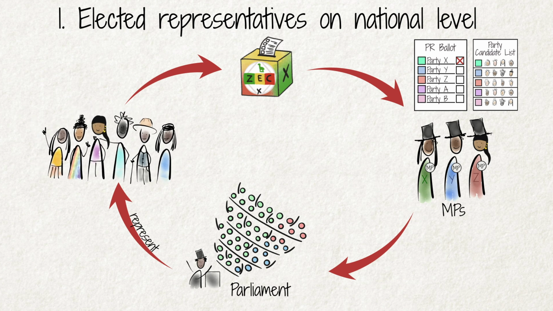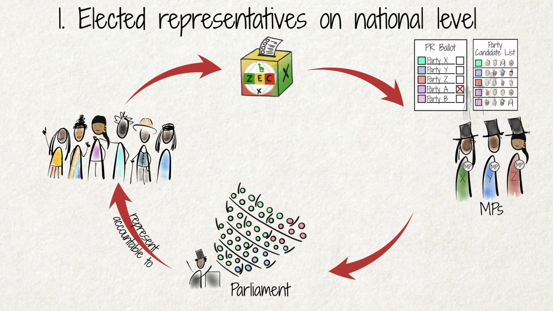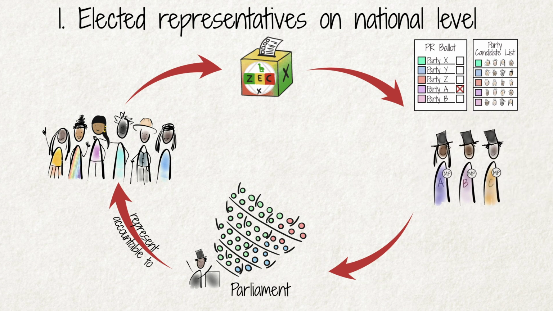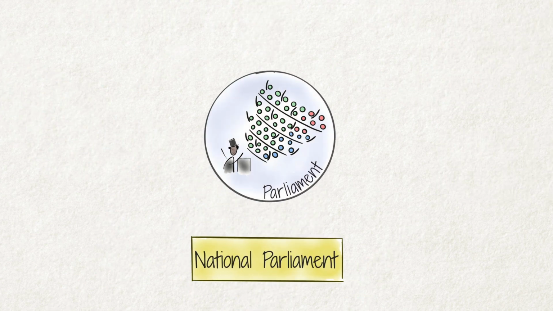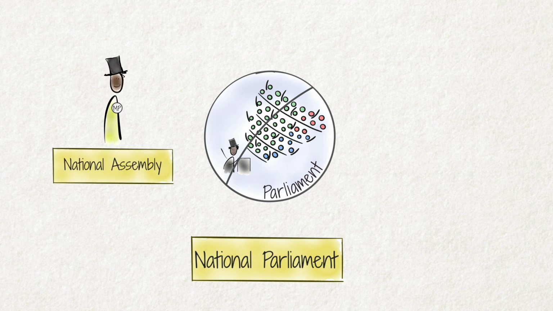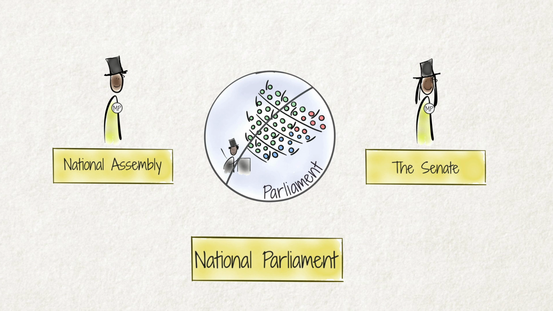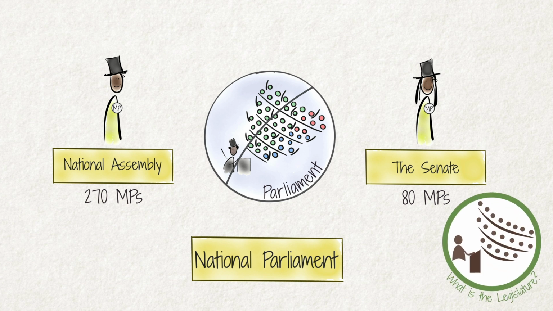This means that their mandates are temporary and that they are accountable to voters. Voters do not have to re-elect them if they are not good public representatives or if they do not deliver on their promises. In Zimbabwe, Parliament has two houses, or chambers, the National Assembly and the Senate. The National Assembly currently has 270 MPs, while the Senate has 80.